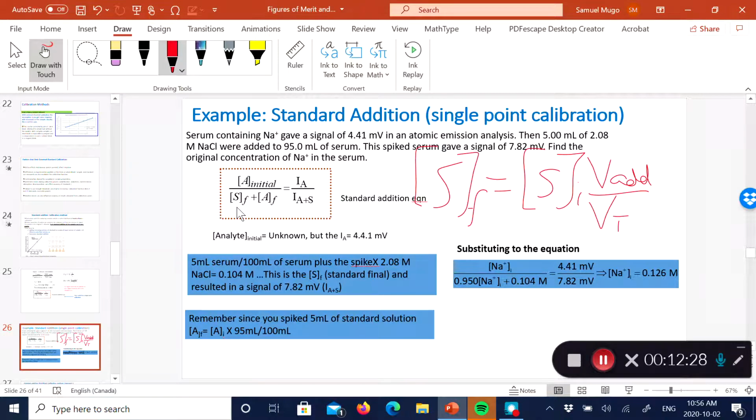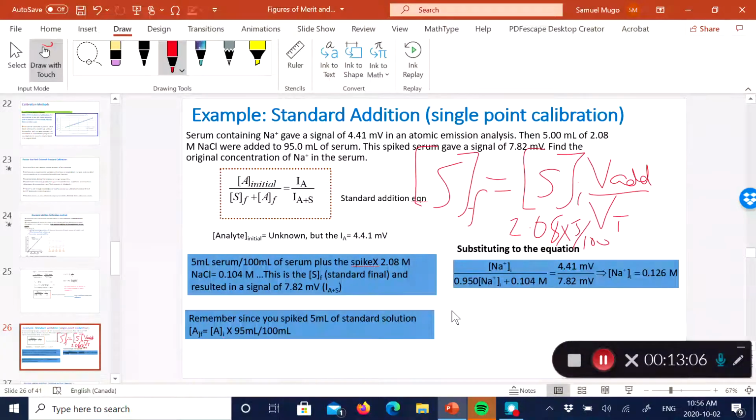Now, we already know that the standard here is equal to 2.08. And so times the volume that was added, which is 5, divided by the volume total, which is 100. All right, it is 100 ml because you had 5 ml plus the 95 ml. And so if you calculate that, you're actually going to see the concentration of the standard final is 0.104, and that's what you put right there.